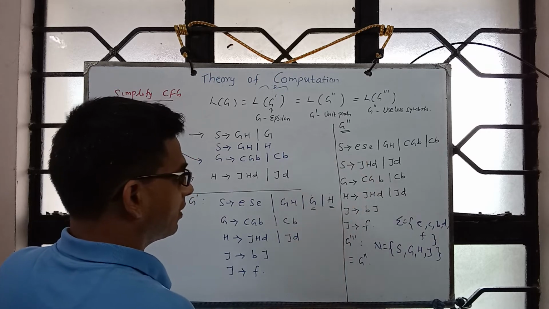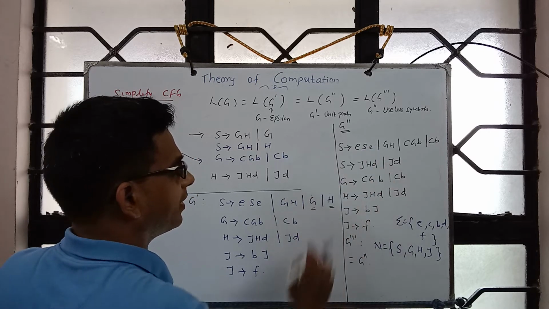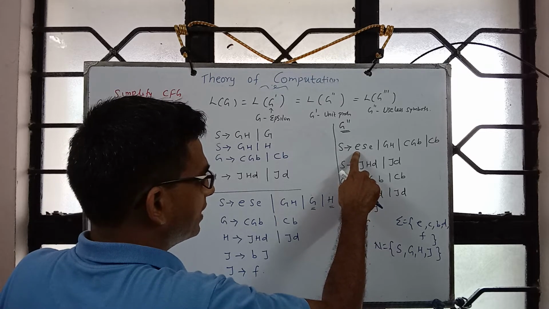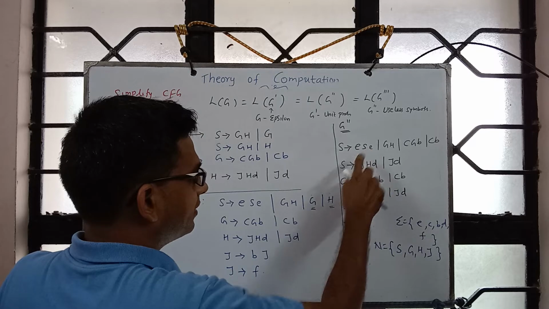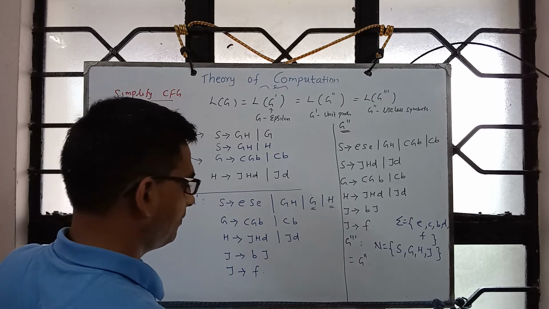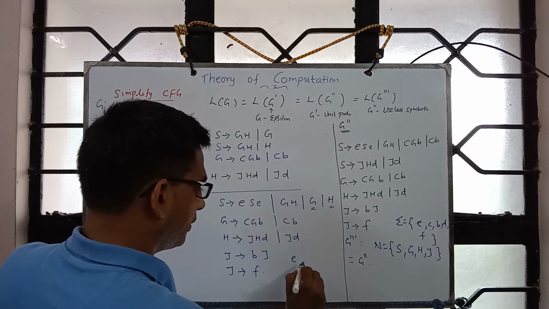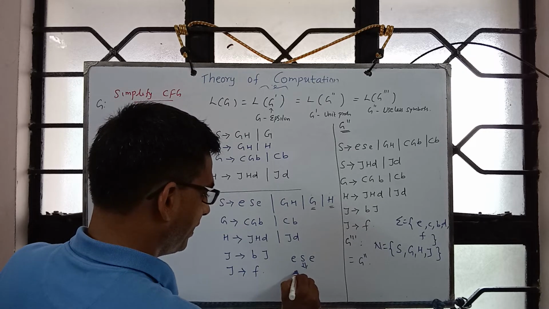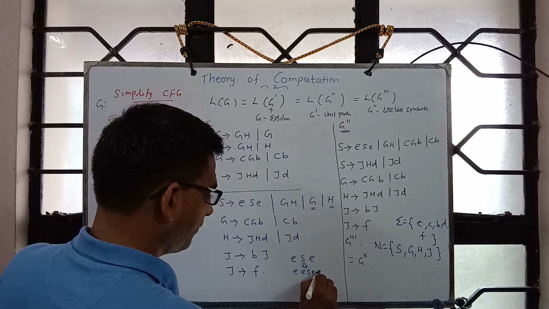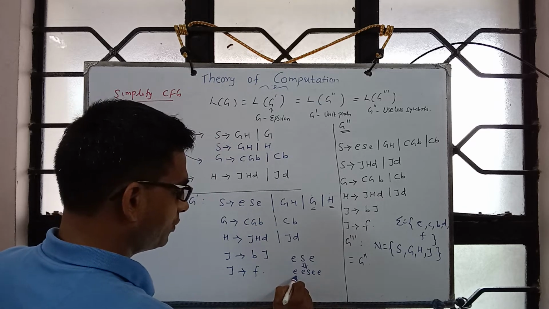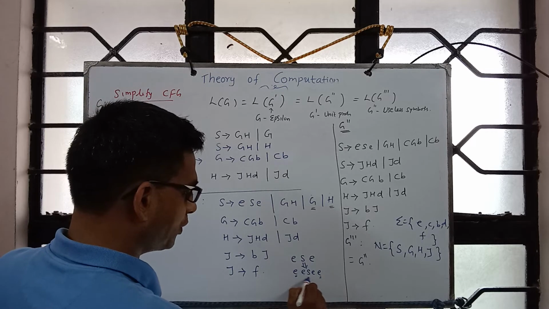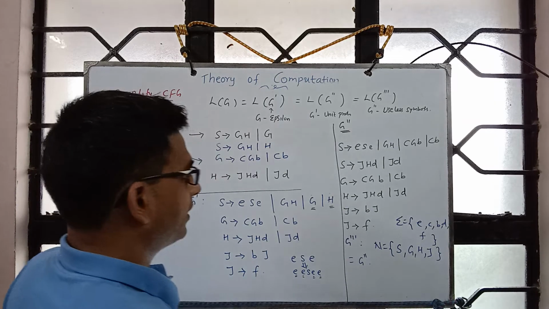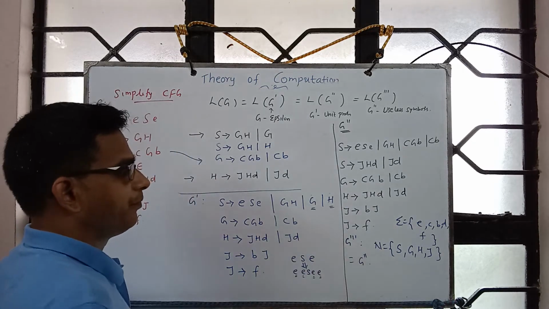Look at this. One can apply S implies ESE any number of times, and that shows that the count of this E and this E will be one and the same. So you apply S implies ESE and again you apply ESE. So which means every time you generate one E here, a corresponding E is also generated. Okay, so the count of this and this will be same.